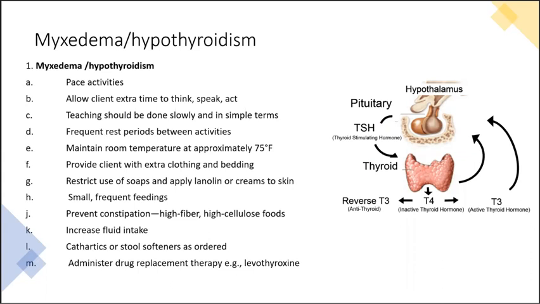Again, maintain room temperature at approximately 75 degrees Fahrenheit. That's where you want to keep the room temperature. Remember, we said there is intolerance to cold. So you want to maintain the room temperature at 75 degrees Fahrenheit. Provide clients with extra clothing and bedding because of the sensitivity to cold. Restrict use of soap and apply lanolin or creams to skin. Why is that? Because we said the skin is dry.